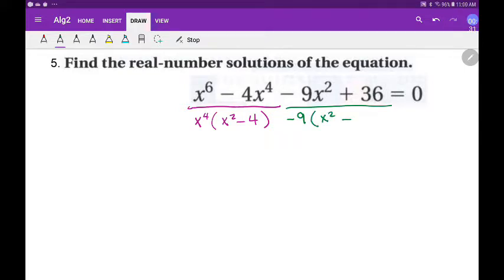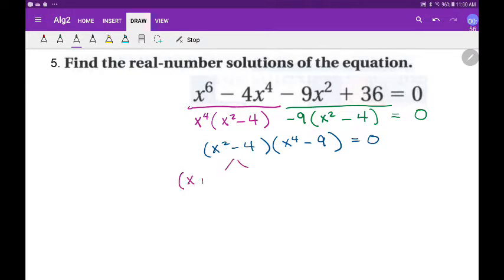Notice when I factor out a negative 9 from a positive 36, I get a negative 4. Okay, so when I do that, I see right away that x squared minus 4 is one of my factors, and x to the fourth minus 9 is another one. Well, I can do some more things with these, and hopefully you see right away that this can be divided up into x plus 2 and x minus 2.